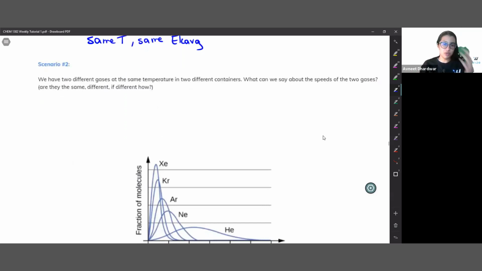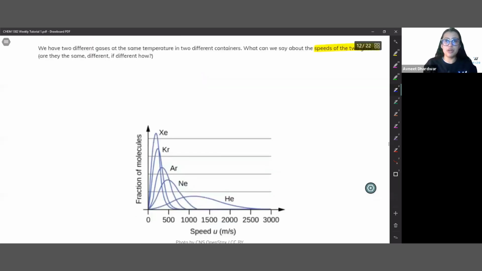The next thing I also saw a question on was two different gases again at the same temperature in two different containers, but this time we're interested in the speeds of those two gases. They're at the same temperature, so they have the same average kinetic energy, even if they're different gases. But for this one, we have to consider the equation for kinetic energy, which is 1/2 mv squared. We're not going to have to do any calculations, don't worry.